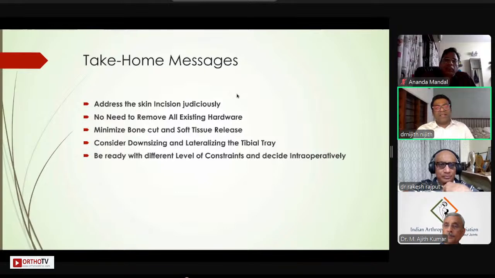So my take-home messages: address the skin incision judiciously. As far as possible, try to incorporate the previous incision, or else keep a safe distance. Then no need to remove all the existing hardware. Whichever comes in your way, you can remove. As far as possible, if it is very lax, do minimal bone cut and minimal soft tissue release. And consider downsizing and lateralizing the tibial tray, depending on how you get the balance. Then be ready with different levels of constraint and decide intraoperatively.